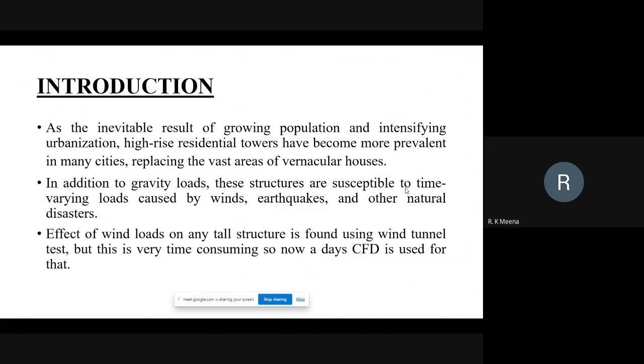For high-rise structures, the wind load is very critical to design, and the design is based completely on the wind loads. High-rise building pressure can be checked using two techniques. One is called the wind tunnel technique, and the other is called CFD, computational fluid dynamics. We have used CFD in this experiment because wind tunnel is very time consuming, very costly, and has very little availability. So we have conducted the study using CFD.